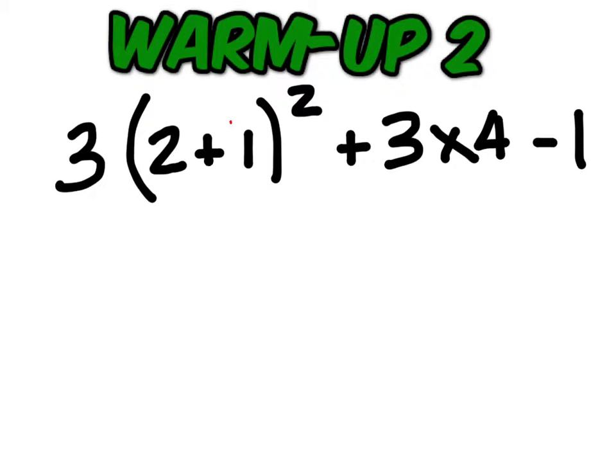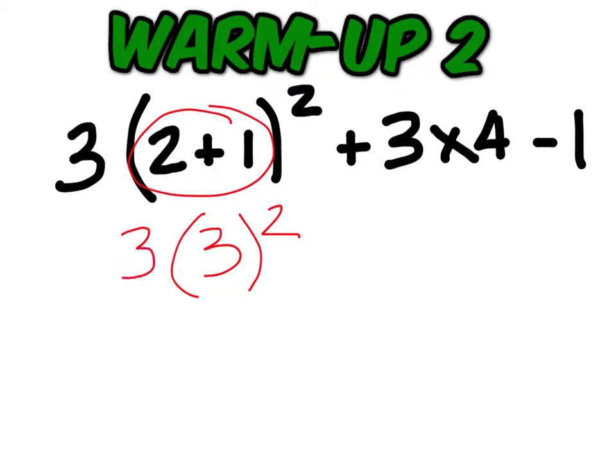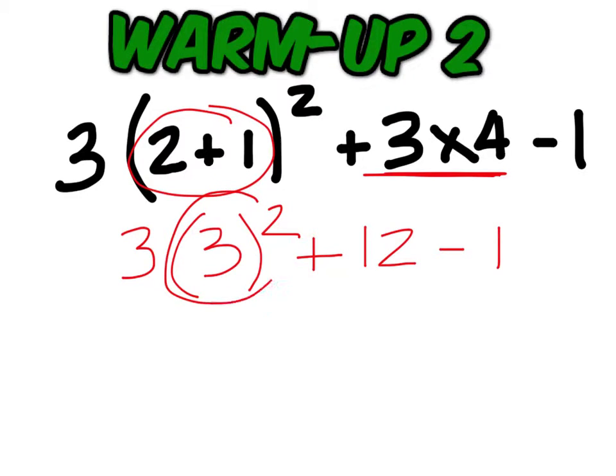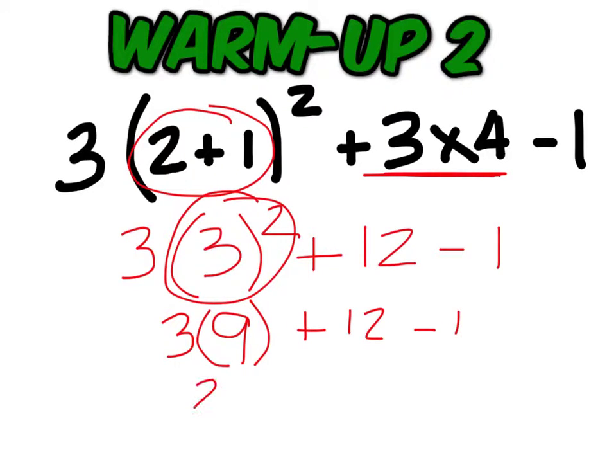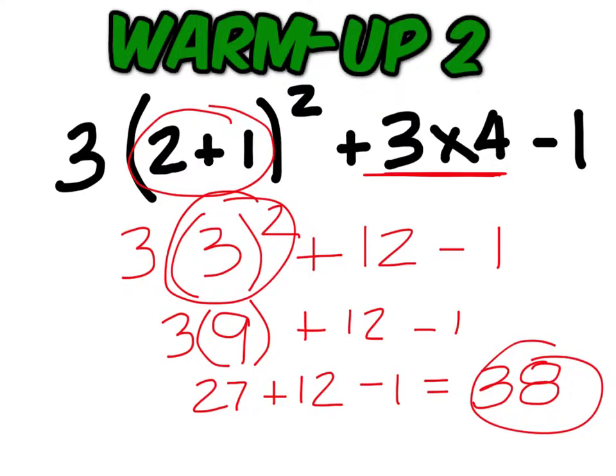Alright, on this one you have to do 2 plus 3 first. Or not 2 plus 3, but 2 plus 1. And that will give you 3. Then you have to square that. You can take care of this ahead of time if you want. That's a 12. Then go back and square the 3. That's a 9. And you're going to have to multiply that 9 by 3 to come up with 27. 27 plus 12 is 39 minus 1 is 38.